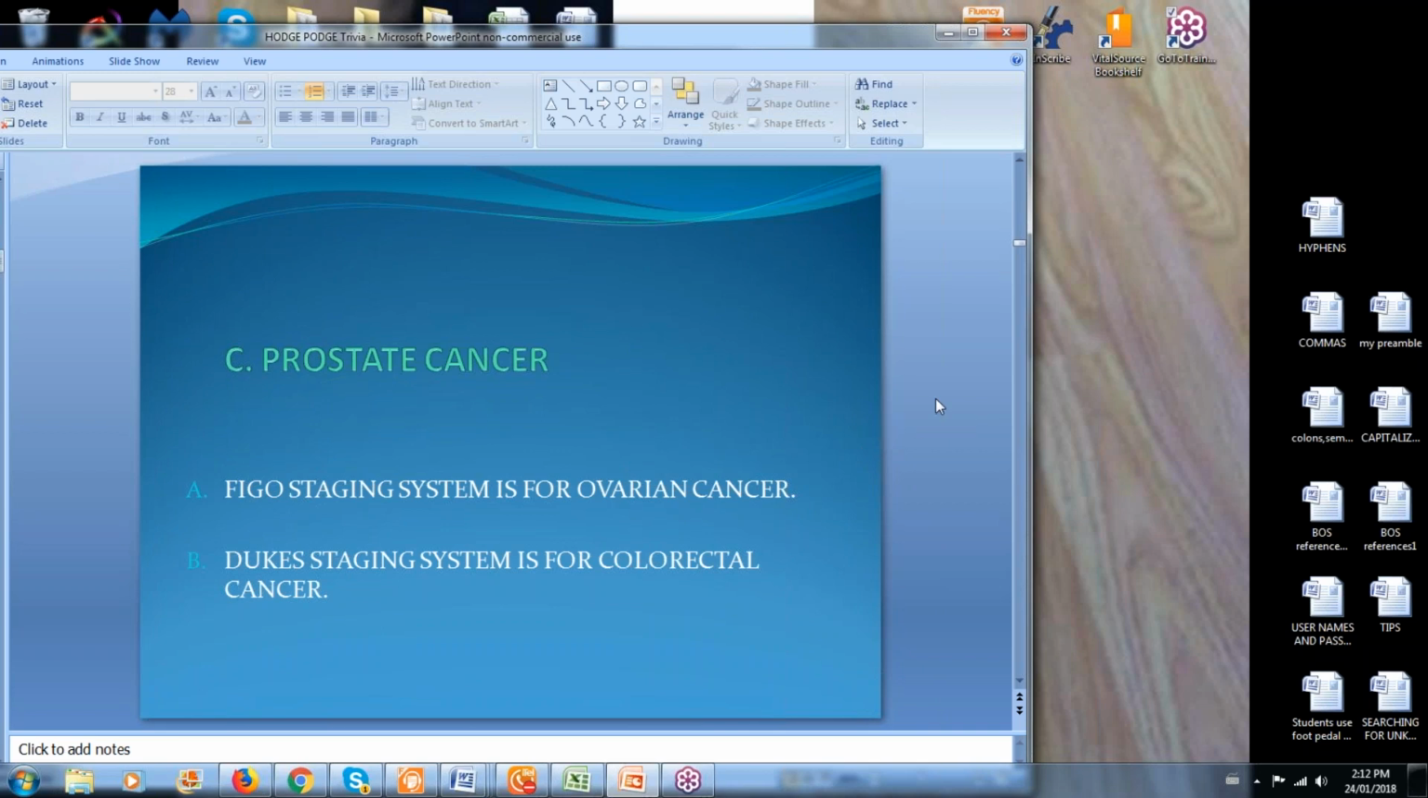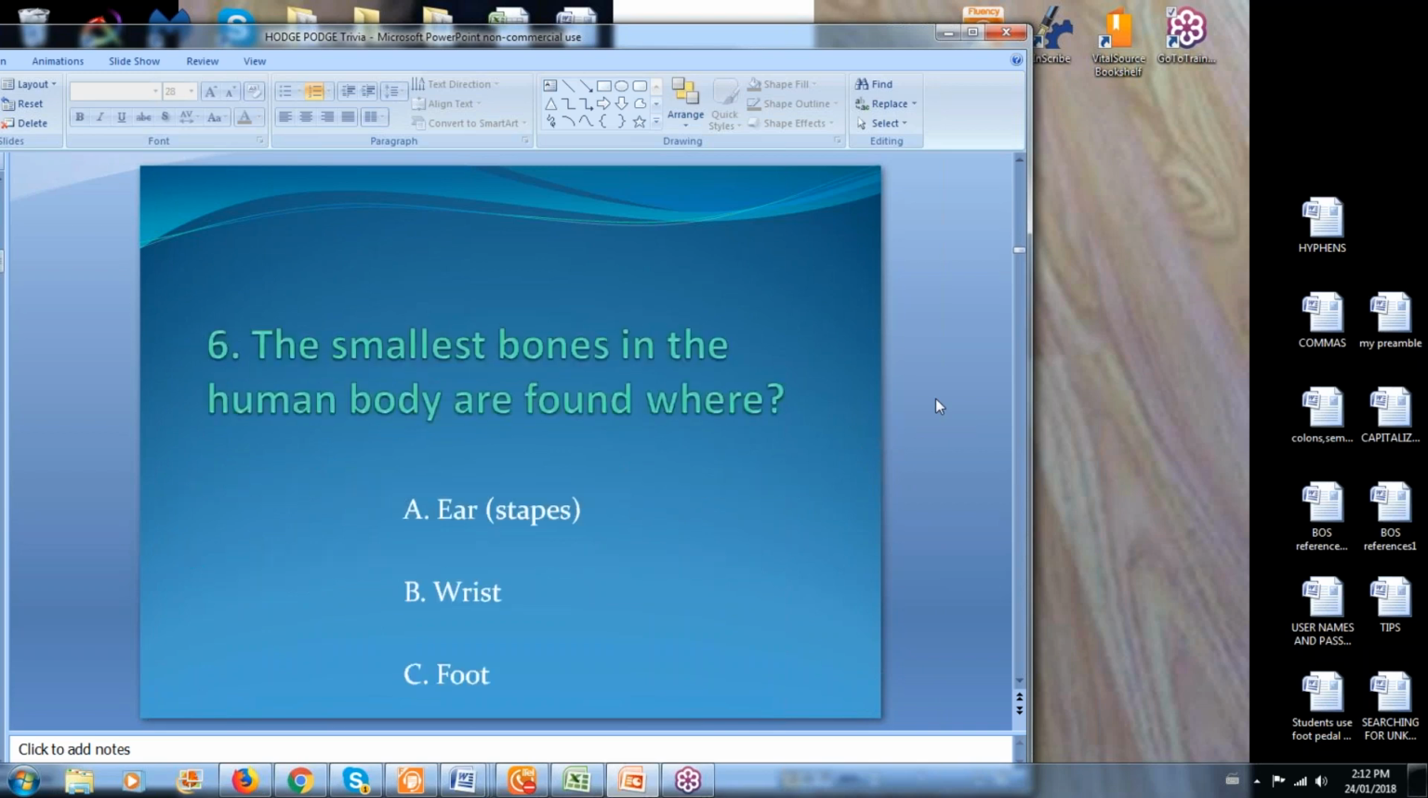Exactly. Okay, so the next question. The smallest bones in the human body are found where? A, ear, B, wrist, or C, foot? The smallest bones in the human body are found where? In the ear, the bones in your ear are called stapes.